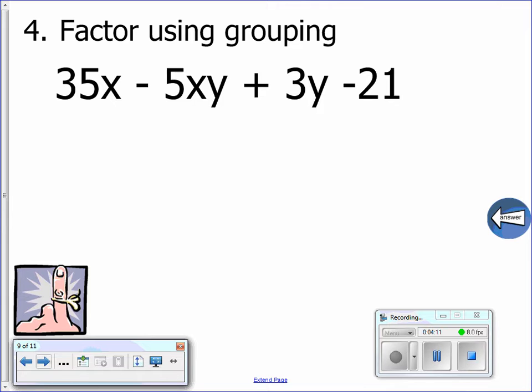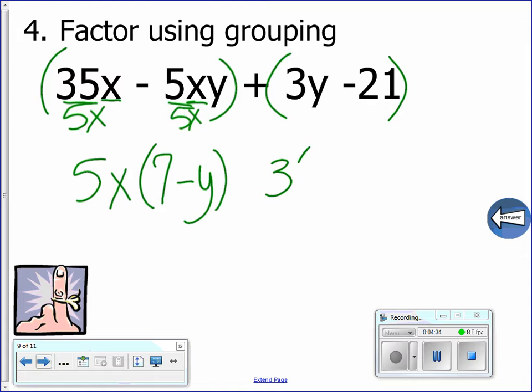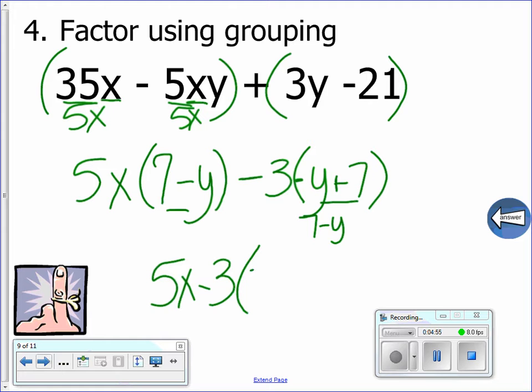All right, factor by grouping. I'm just going to use these two and these two. So over here, my GCF of 35 and 5 is 5. 1x, no y's in the second one. So divide this by 5x, and that gets me 7. Divide this by 5, and I get 5x minus y. Over here, I'm going to divide these both by 3, so that gets me y minus 7. These two are not exactly the same. But if I go back and divide this by -3, then that would be negative y and positive 7, which is 7 minus y. Now, put those two together, 5x minus 3 times 7 minus y. FOIL to check.